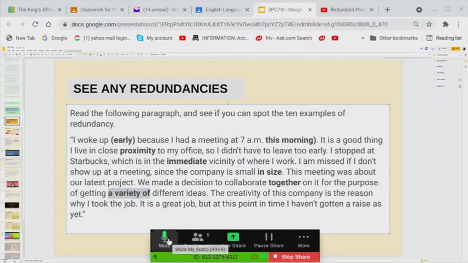We must avoid this one. You see, persons always say reason why. You must leave off the why. You hear? So you must say the reason I took. Reason why is not proper. Certainly not proper. Okay. The reason I took the job. Yes, the answer is the reason I took this job. We normally say reason why, but that's not correct.